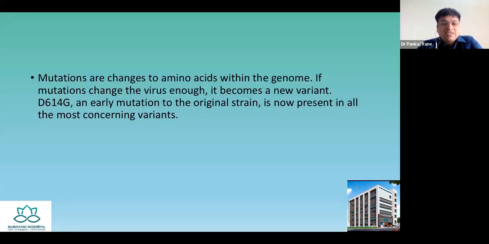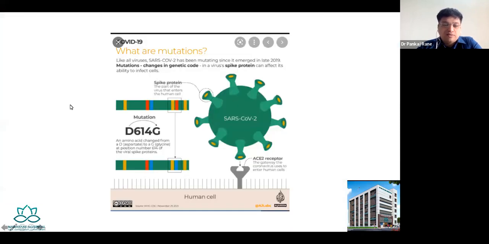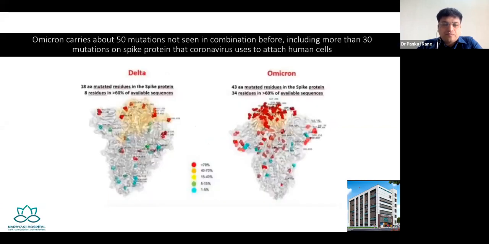Mutations are changes to amino acids within the genome. If a mutation changes the virus enough, it becomes a new variant. The first change from the original COVID-19 virus was D614G, an early mutation to the original strain. This D614G mutation is present in all viruses, be it alpha, delta, or now Omicron.